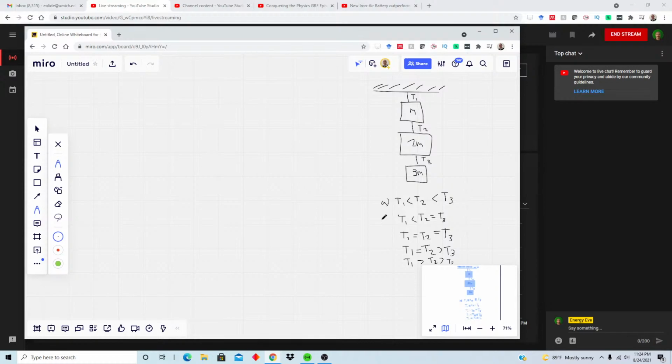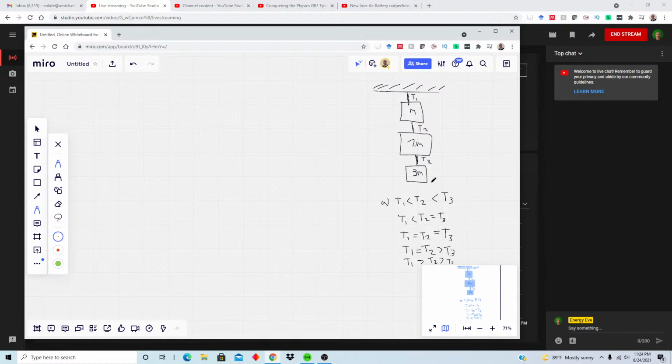This problem is working out what we have here on the right-hand side: a setup where we have 3 blocks, and they're each held up by 3 different strings. The tension on the first string is called T1, the second is T2, and the third is T3. The blocks have different masses. The first one has mass M, the second has mass 2M, and this one has mass 3M.